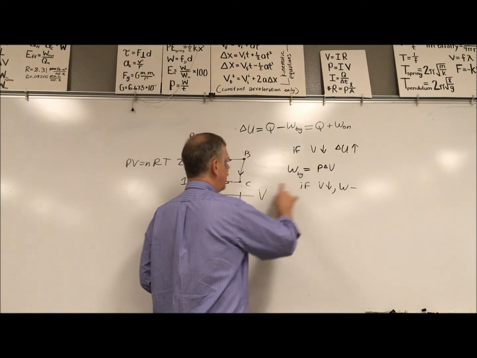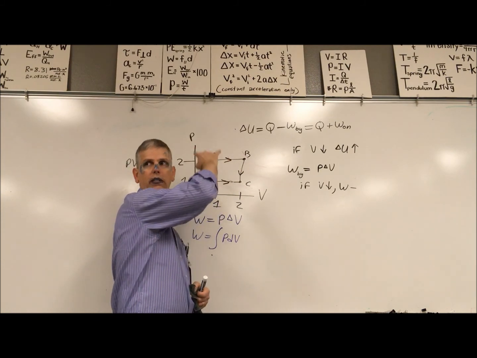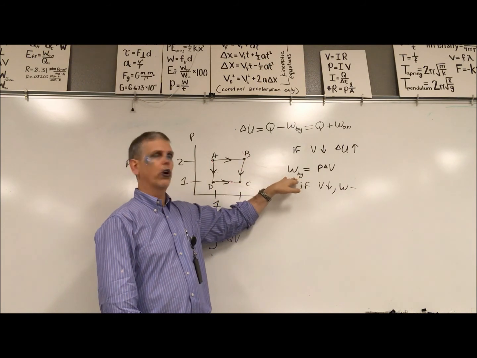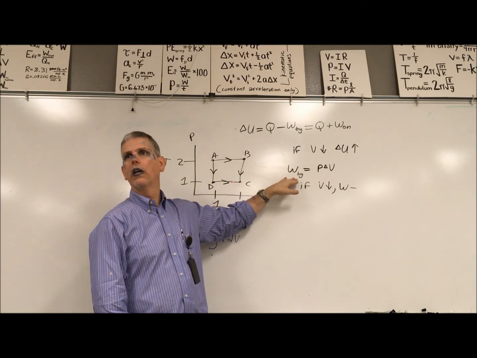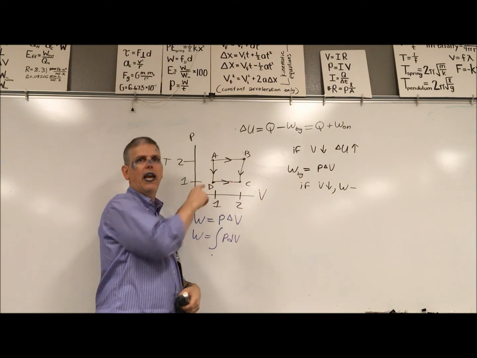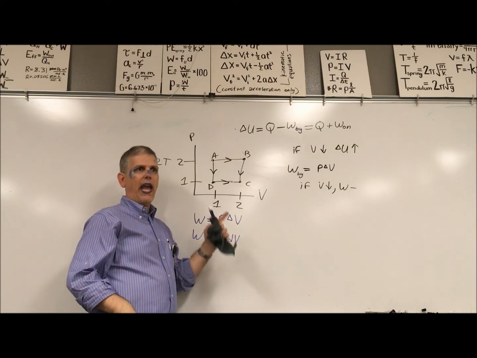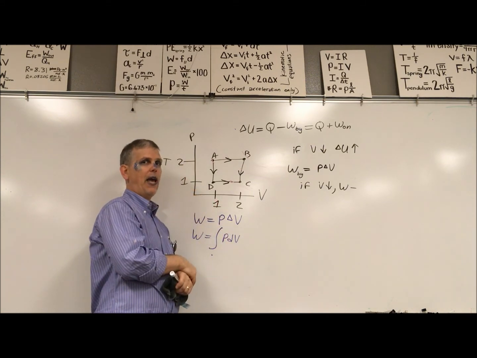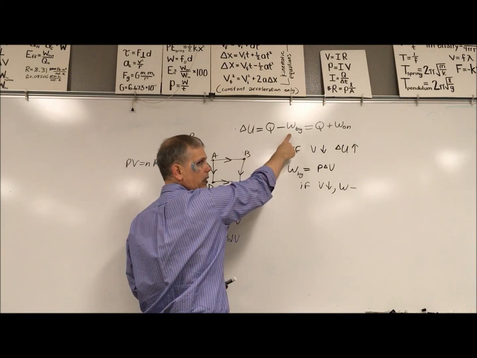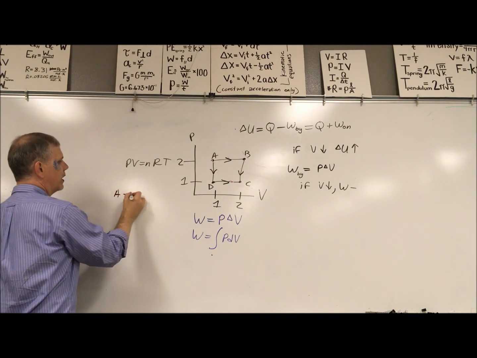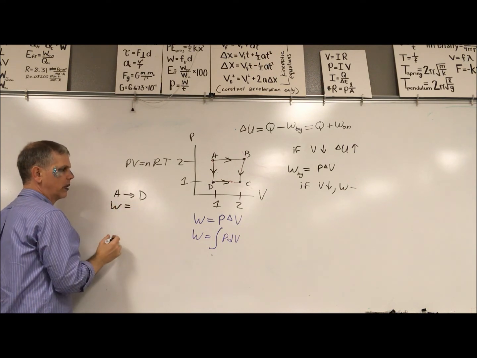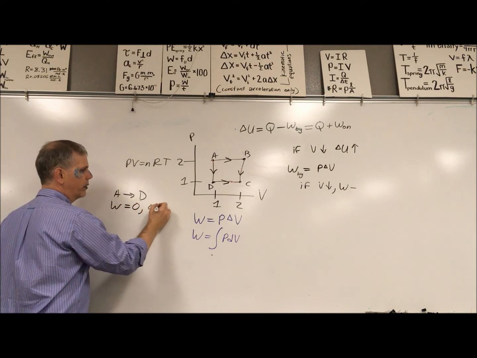So if we look here, if we have isovolumetric processes, the work done is 0. So that means to go from A to D no work is done, and to lower the temperature, what must happen from A to D? Let's do this. A to D. We understand what we have here. Process AD. W equals 0, since delta V equals 0, yes?